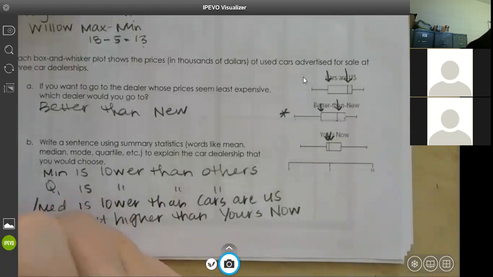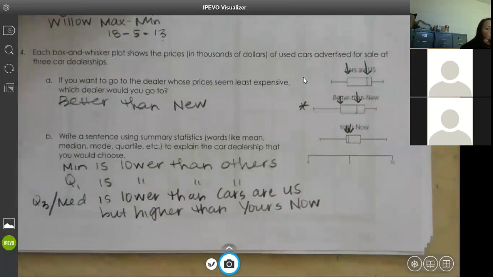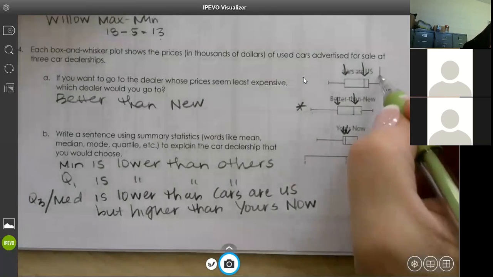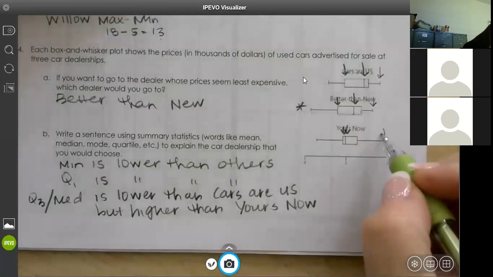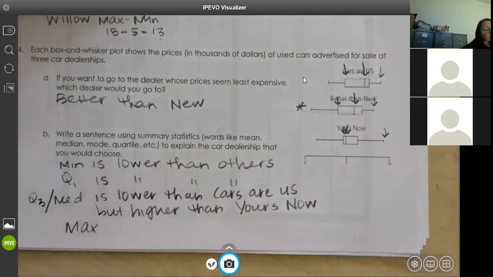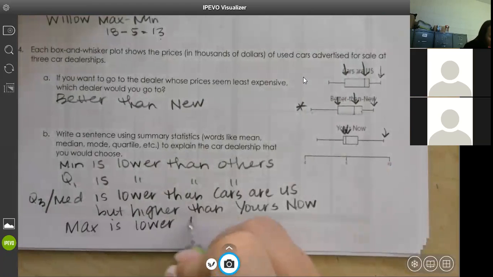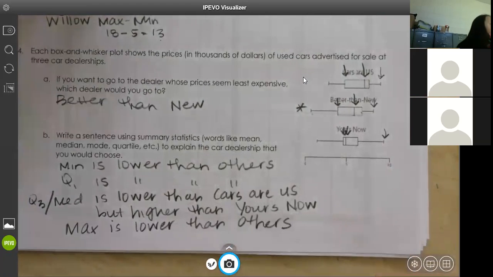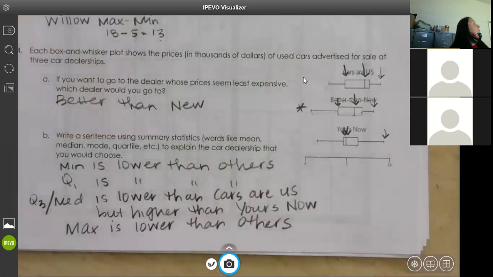So I'm going to do this. I'm going to just drop that up there. Q3 and the median. What about the max value? Is it higher? Is it lower? Is it higher than one, lower than the other? Lower than the others. Perfect. So that's all I wanted to do was for you to compare it. And what they'll do is they'll give you those multiple choice questions or whatever, those sentences.